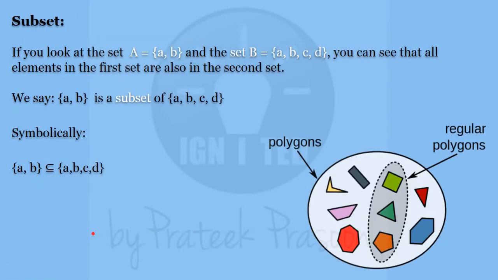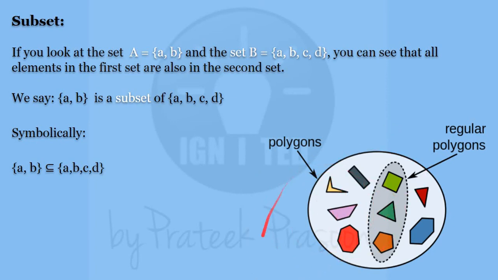Now come to this. What is subset? This particular concept is quite important. If you look at a particular set A which contains elements A and B, and another set B which contains all the elements of A apart from other elements like C and D, in that case you can see that all elements in the first set are also in the second set. We say A, B is a subset of A, B, C, D. That is, A is the subset of B, and here pictorially you can see what a subset basically is.